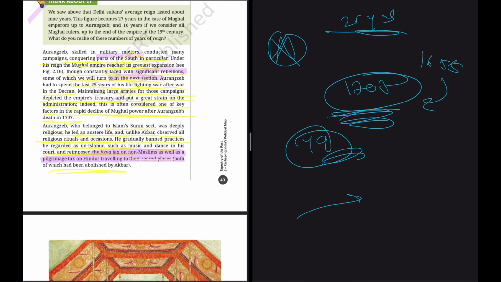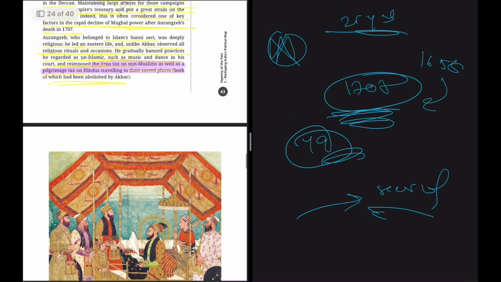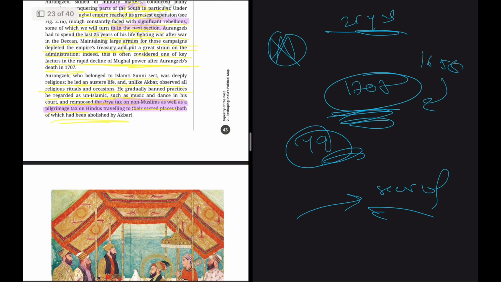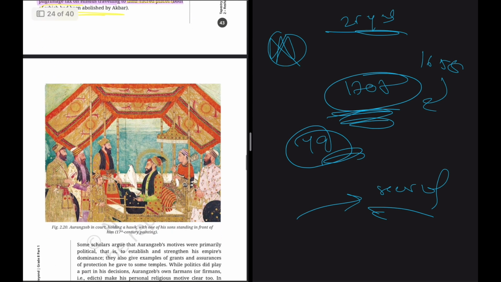So if Hindus had to travel to their sacred places to visit the temples or anything religious to them, they had to pay the pilgrimage tax, which was abolished by Akbar, but again introduced by Aurangzeb. And he also banned practices which he thought to be un-Islamic, such as music and dance in his court.